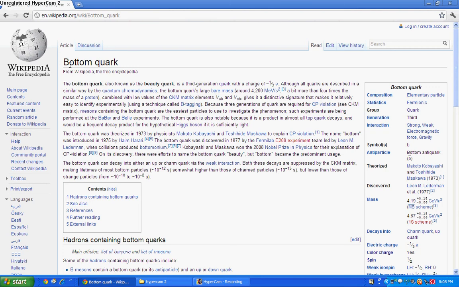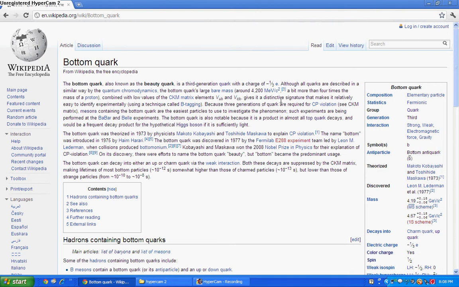So the first particle we're doing, we've already gotten the Higgs boson, I think, and maybe the top quark, but I'm not sure. Anyway, this first particle is the bottom quark. It was originally supposed to be named the beauty quark, but they changed it to bottom quark, which I like better. It's a third generation quark, meaning it's the last generation of quark discovered. It has a charge of -1/3, so it's a negative charge.